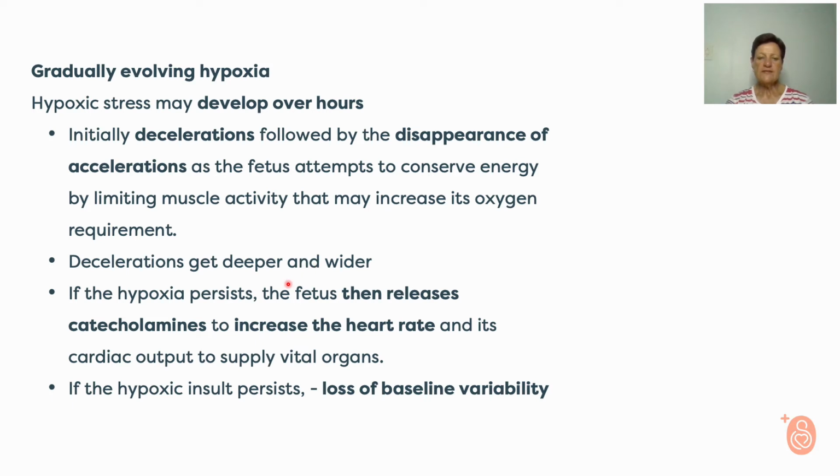And then, as we have said several times, if this persists, we get stimulation of the adrenal glands, which release catecholamines, and catecholamines increase the fetal heart rate so that the vital organs can get as much oxygen as possible, while the other organs are not getting enough oxygen. We get vasoconstriction to the non-vital organs. And if the hypoxic insult persists, we also get a loss of baseline variability, because there's now not enough oxygen for the sympathetic and parasympathetic systems to interact with each other.